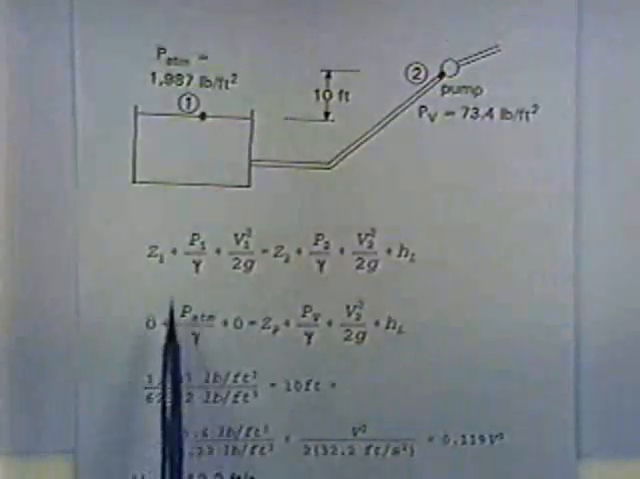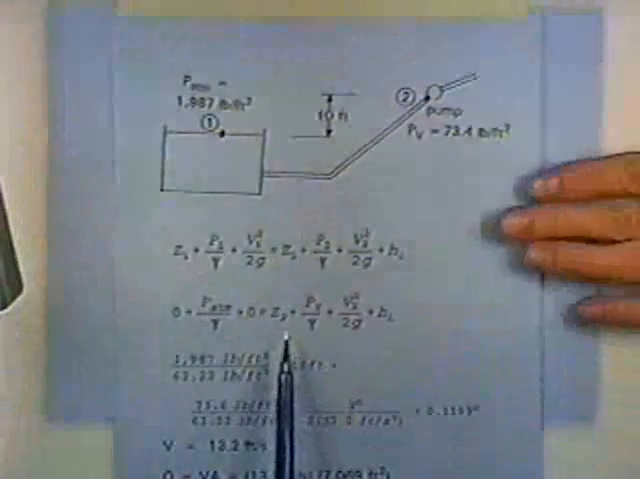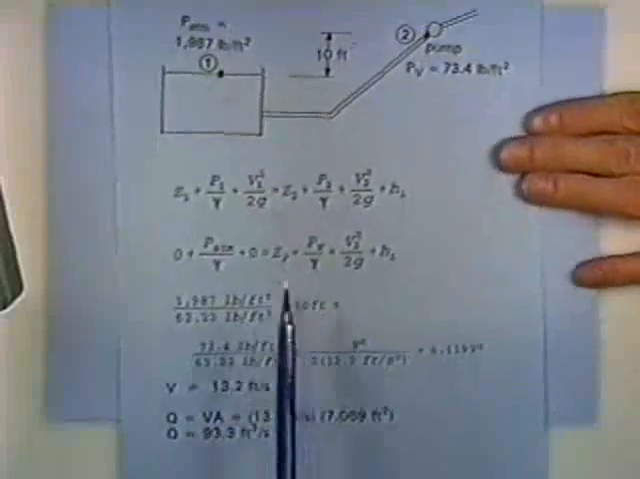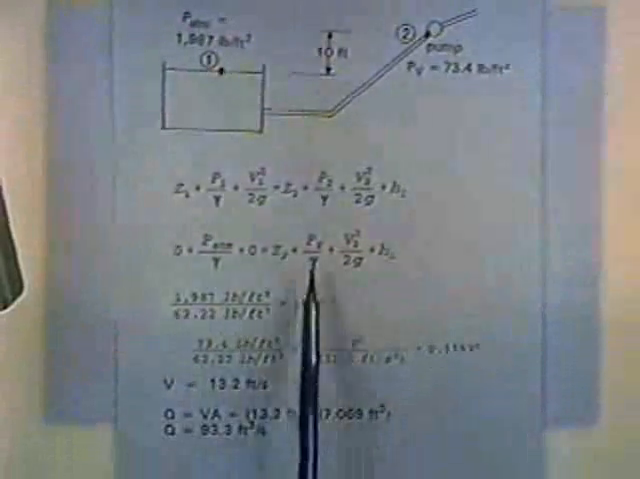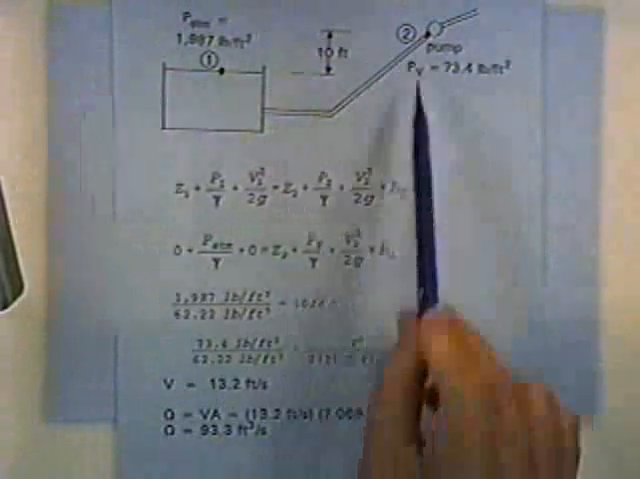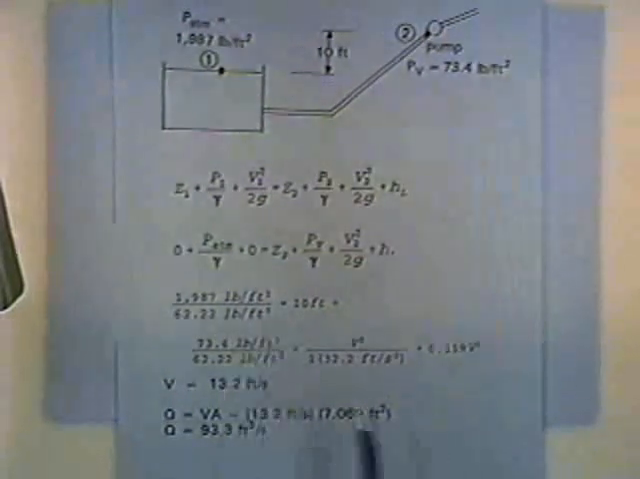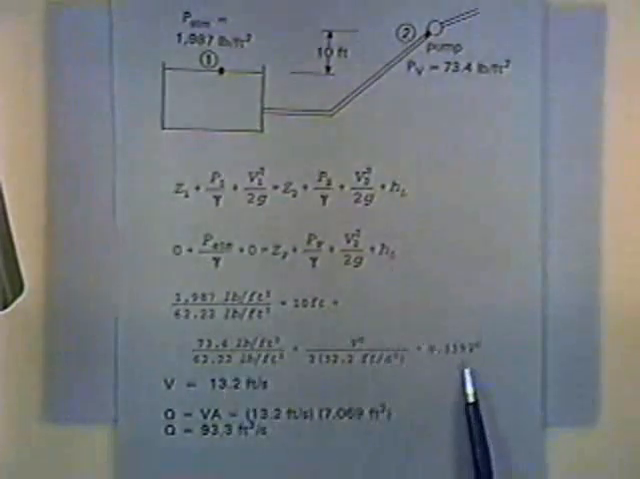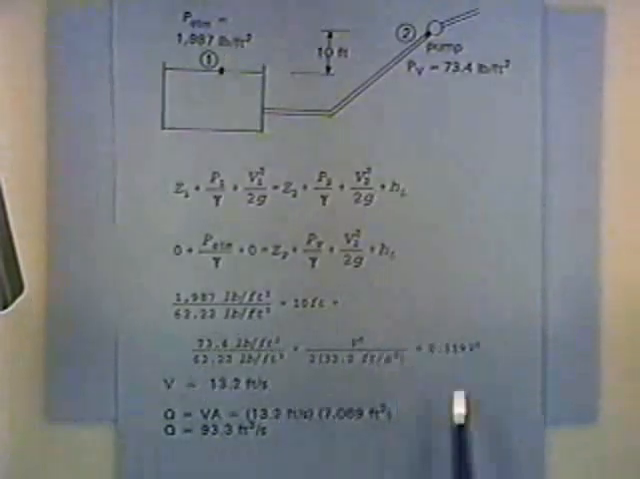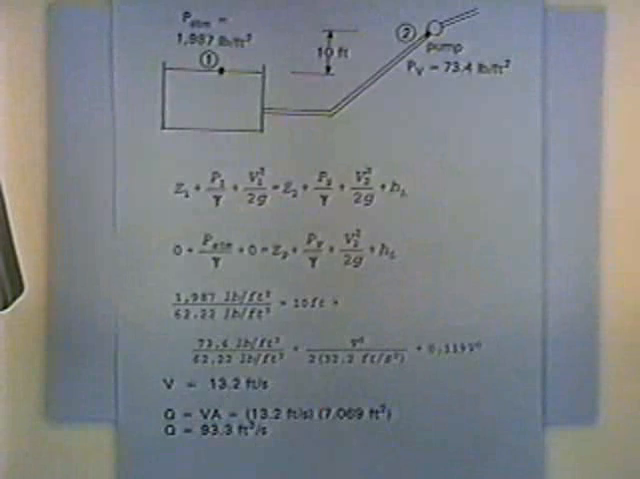0 for elevation head, the atmospheric pressure over gamma for the pressure head, 0 velocity in the reservoir. And then the pump is 10 feet higher, so Z sub P is the elevation of the pump above the water surface. The pressure head just downstream of the pump is where we've defined our point 2. The velocity head in the pipe at the suction side of the pump, and then the head loss. And so we plug in all the numbers, and we've got an expression for the head loss from the Darcy-Weisbach equation from the previous page. We plug that in, and when you plug in all the numbers, everything's known except the velocity. And so we solve for the velocity.